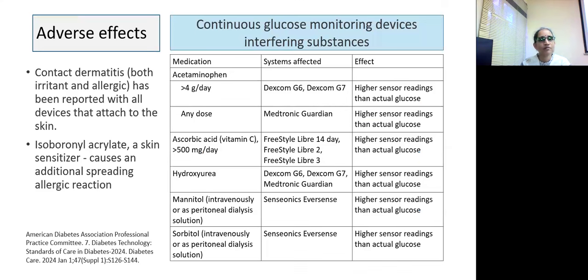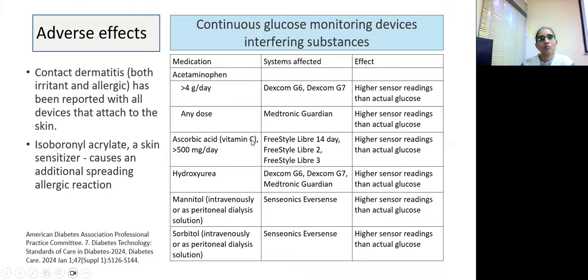So what are certain problems which we encounter? Because these sensors are stuck to the skin, and the catheter goes into the subcutaneous tissue, some people may be allergic to the adhesive that is used, which can cause contact dermatitis. And some of the skin sensitizers that are used before applying the sensors can cause allergic reactions.